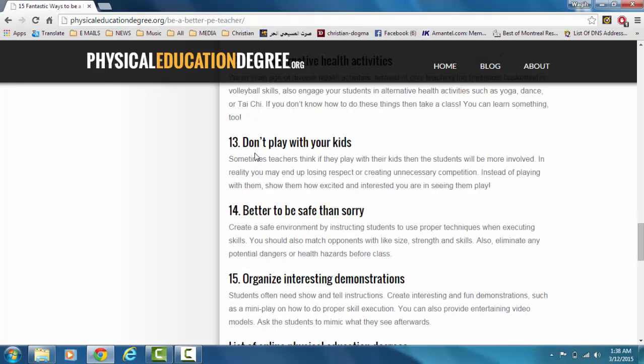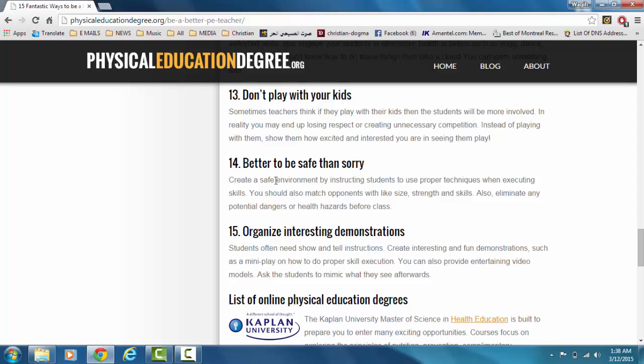The 13th point says that you shouldn't play with the students. That's really simple to understand. You're a teacher, they're students, and you shouldn't be playing with them. The 14th point says that you should be better safe than sorry. You shouldn't use equipment that has a risk to induce injury. You should always use stuff that's safe so you can make sure that your students don't get injured.